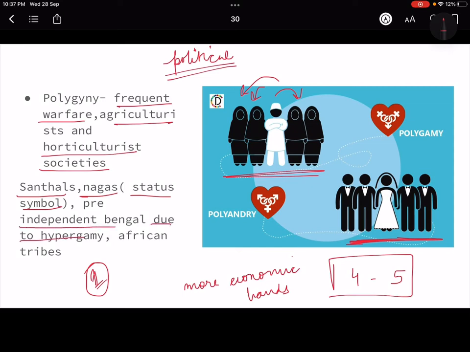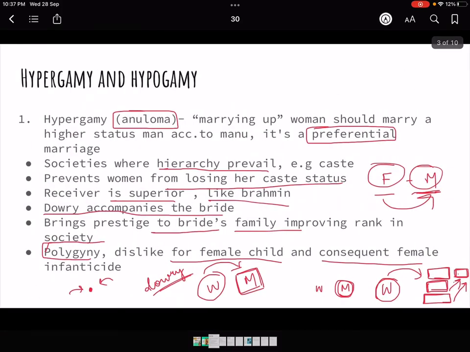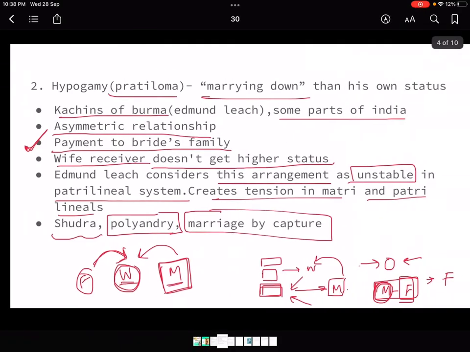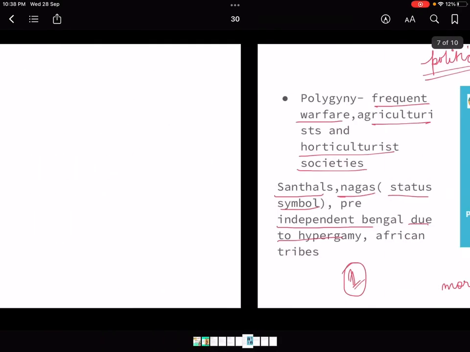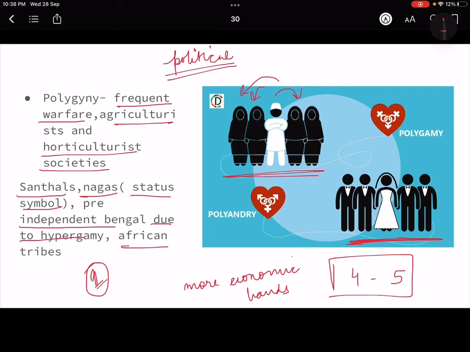hypergamy. We did hypergamy here, when there are so many women who all want to marry up, so then there are only few men who are there in that higher social group. So if everybody wants to marry them, then there'll be multiple partners for one man, right? So there'll be multiple wives for one man only, right? And then it happens in certain African tribes also.